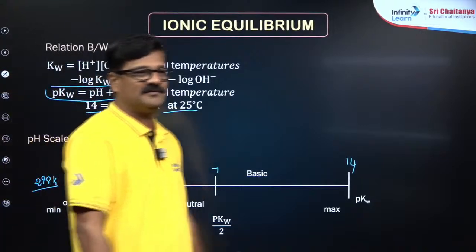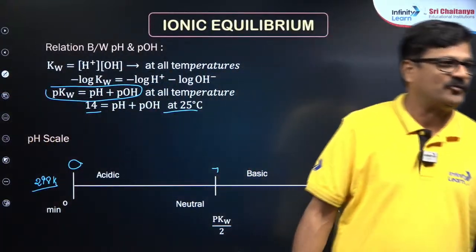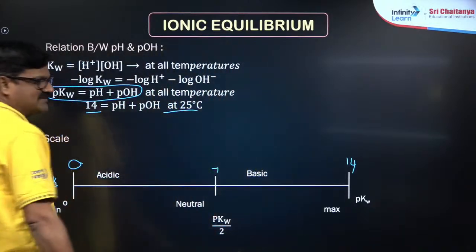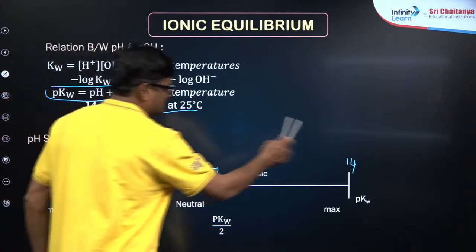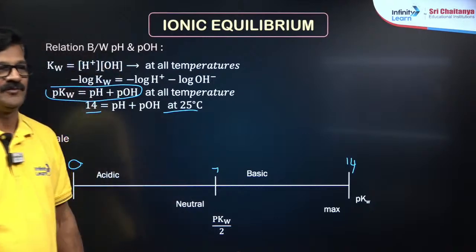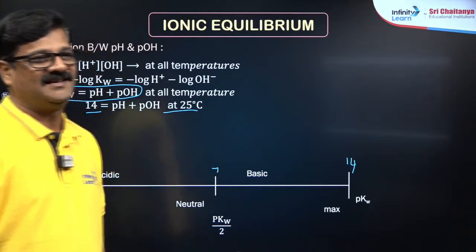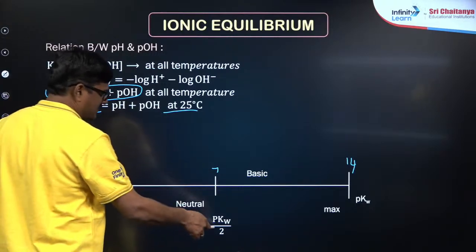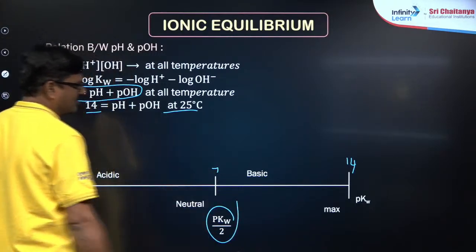Okay, Nandu, fine. Why have you all kept quiet for a while? Anything less than 7 is said to be acidic, anything greater than 7 is going to be basic. Fine, Chitra. And if it is neutral, it is said to be 7, and it is going to be pKw by 2.